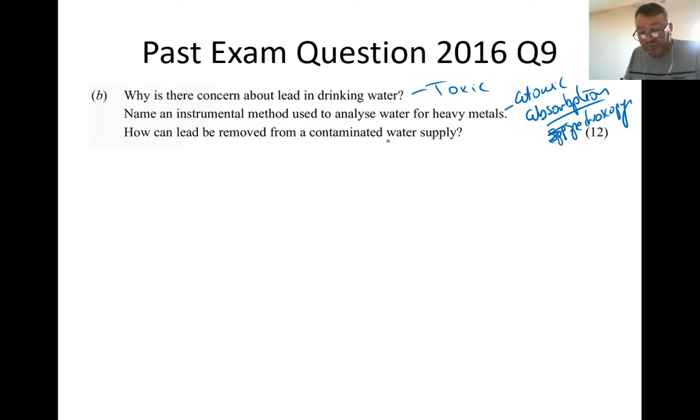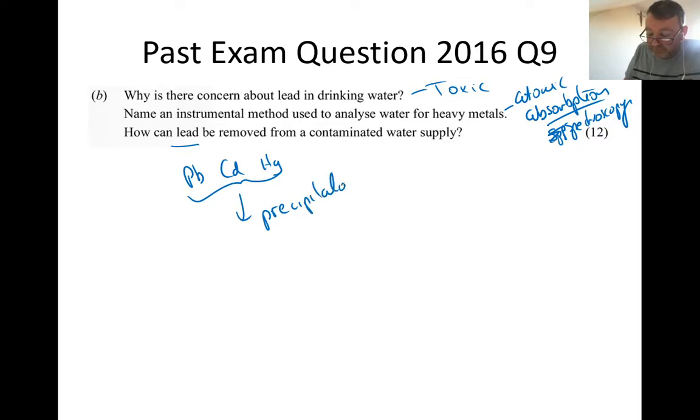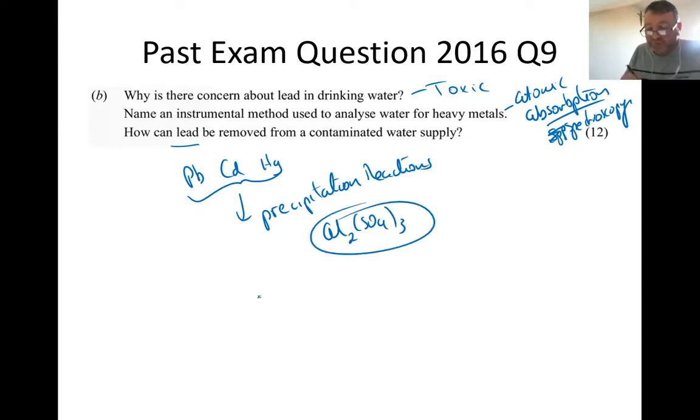Okay. How can lead be removed from a contaminated water supply? No chemical reactions needed. The only thing you've got to say there, lead, whether it's Pb, cadmium, or mercury, doesn't make any difference. They're the toxic ones. We take them out of a body of water by precipitation reactions. You don't have to know what the reactions are, but we did say to you aluminium sulfate. That's usually what takes them out. It is used as one of these reagents to pull these heavy metals out of water.